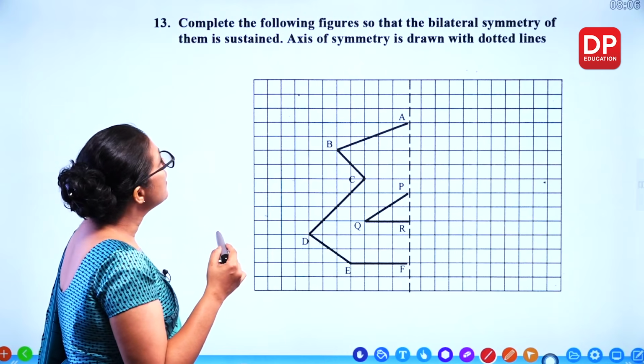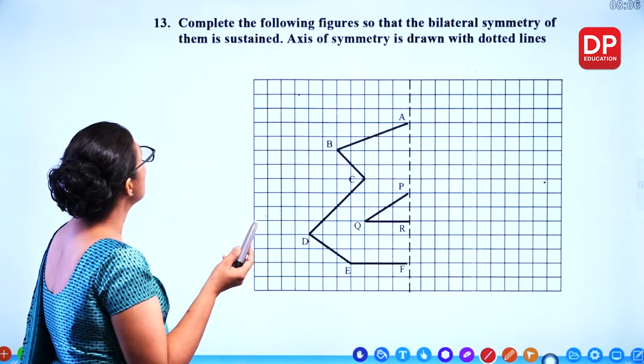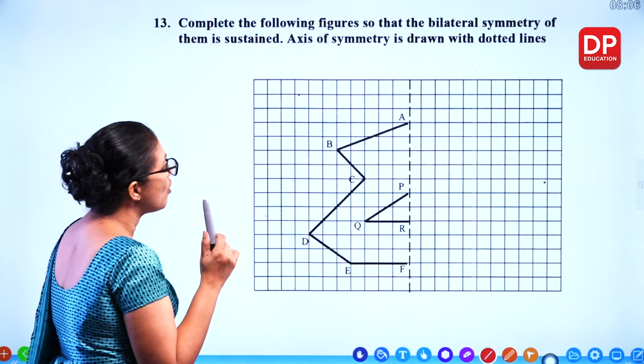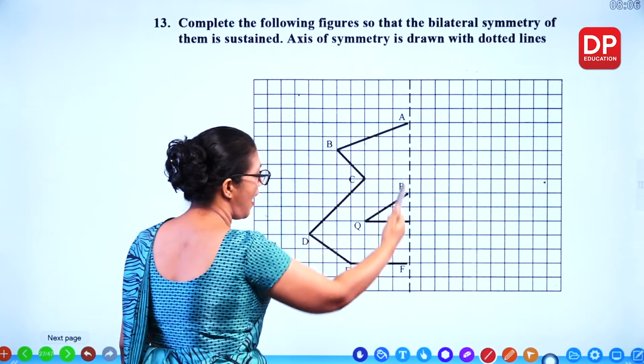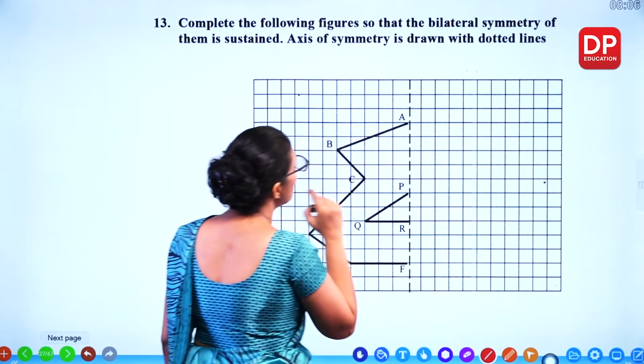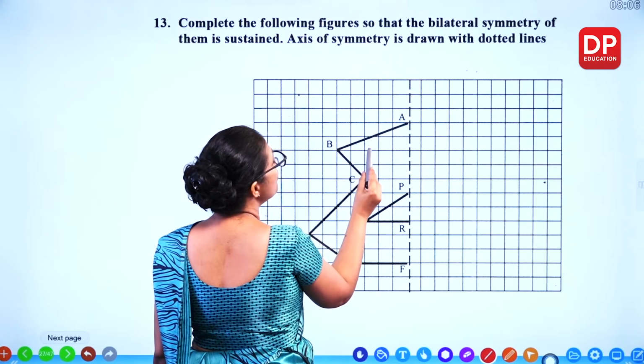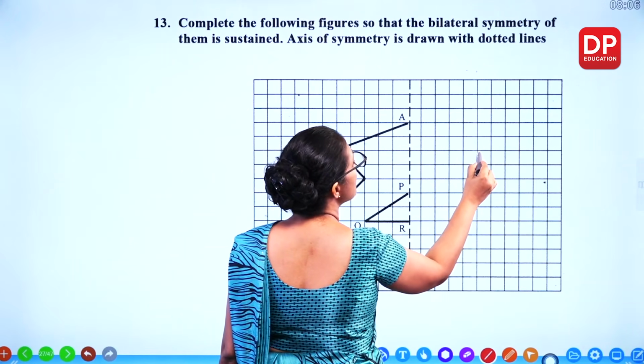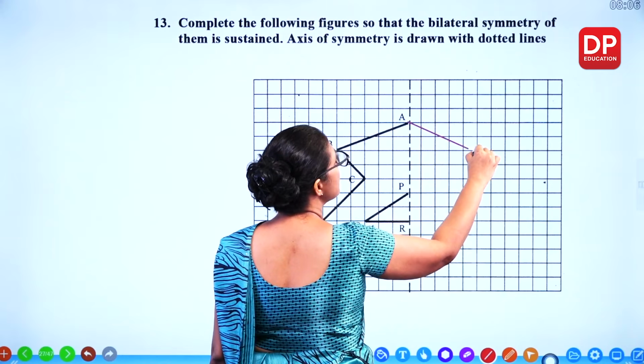Complete the following figures so that the bilateral symmetry of them is sustained. Axis of symmetry is drawn with dotted lines. This is the axis of symmetry. So now try to draw 1, 2, 3, 4, 5 squares here. 1, 2, 3, 4, 5 squares there. So this point. So you can first connect that one.